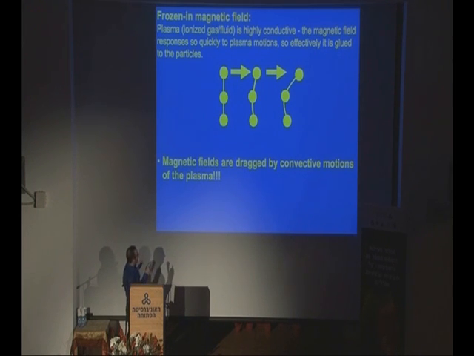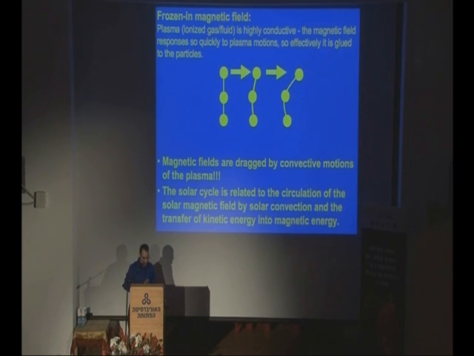Essentially what we mean by that is that magnetic fields are dragged by the convecting motions of the plasma, and the solar cycle in general is related to the circulation of the magnetic field via the convection motions of the plasma and the transfer of kinetic energy to magnetic energy from the plasma to the magnetic field. We have amplification of fields, we have compression of fields that makes them stronger in certain places, and we also have the change of the magnetic field via these motions.